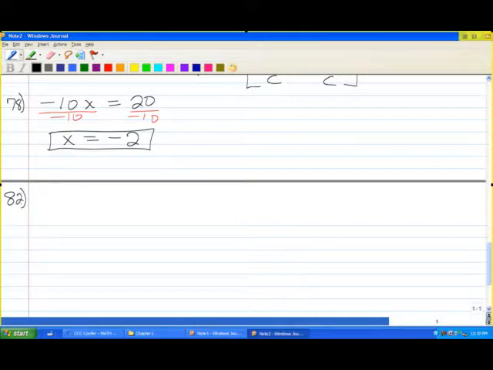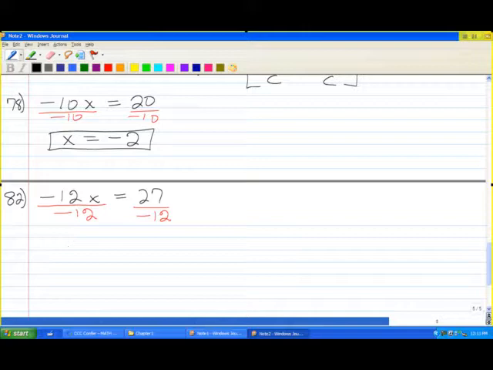Negative 12x equals 27. So I'm multiplying the x by negative 12, and I want to solve for x. So I want to do the opposite operation. The opposite operation of multiplication is division. So let me divide both sides of my equation by negative 12.